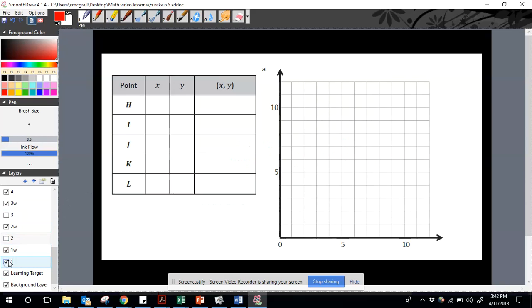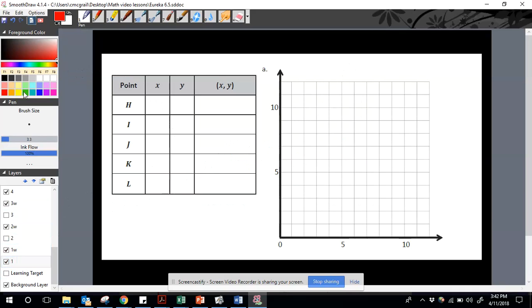Let's get started. Okay, on question number 1, you'll notice that we have a blank coordinate plane and 5 blank coordinates that we need to fill in. So here's what we are going to do. As I label these points on my grid, please make sure that you label them as well. We are going to start by labeling point H.